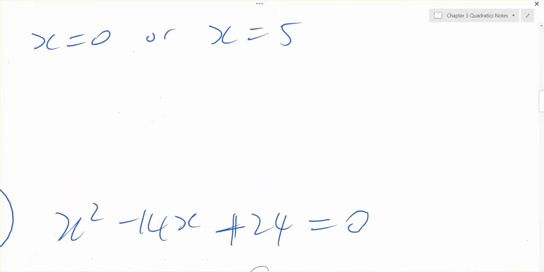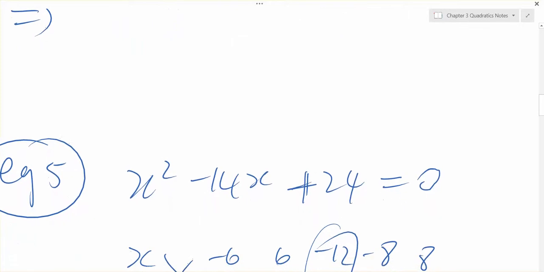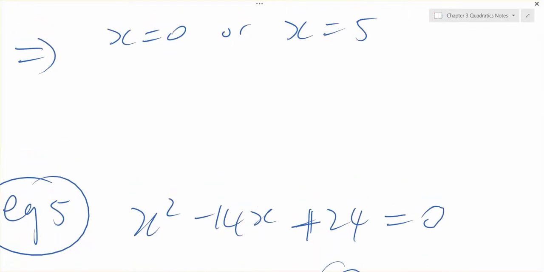So for the next example, we've got a situation where we have to factorize a monic quadratic equation. It's monic because the coefficient of x squared is 1, so it's one of the simpler factorizations. We use cross products, remember? We need two numbers that multiply together to give you 24 and add together to give you negative 14. So they have to satisfy that condition.